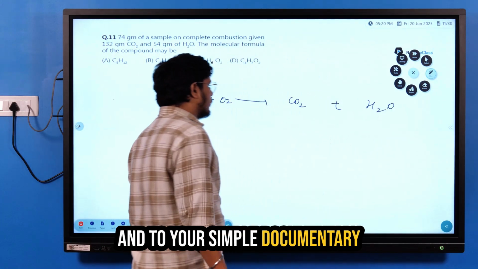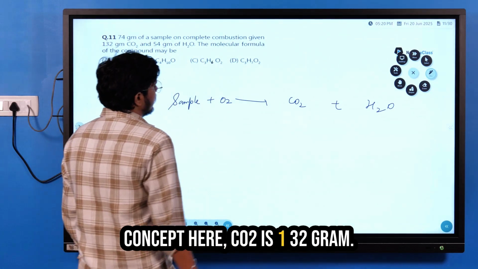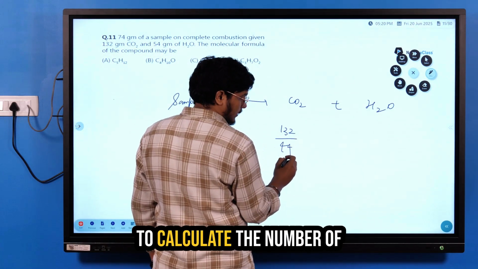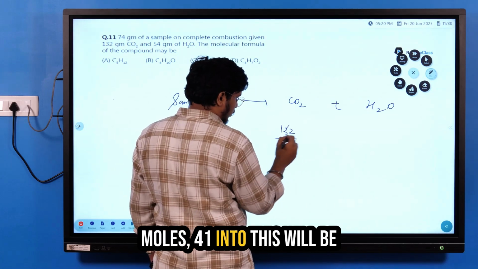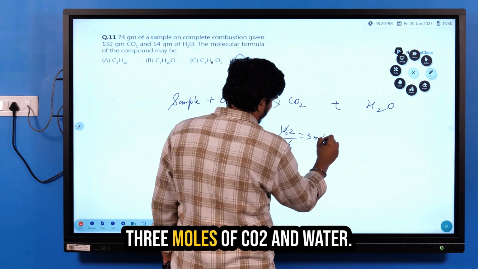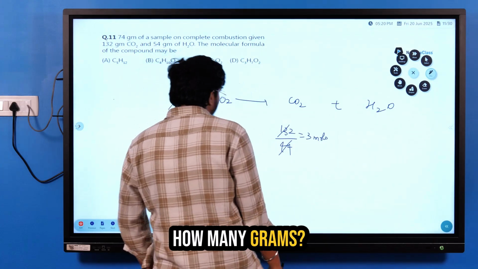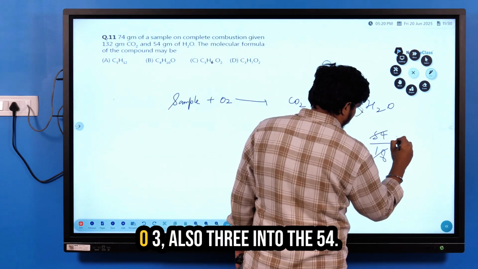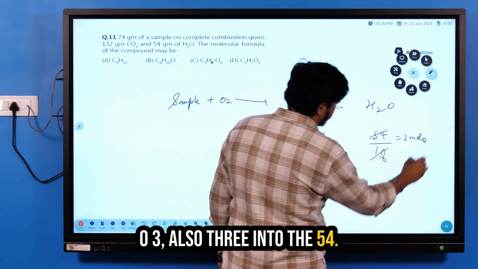You have to use the simple stoichiometric concept here. CO2 is 132 gram, so 132 gram divided by 44, the molecular mass, to calculate the number of moles. 44 into this will be 3 moles of CO2. And how many grams of water? 54 grams of water we are having. If you divide by 18, 18 into 3 is 54.